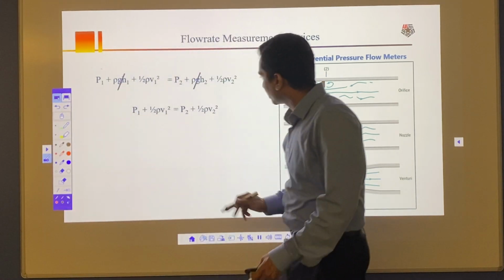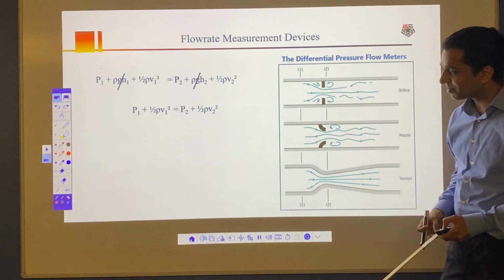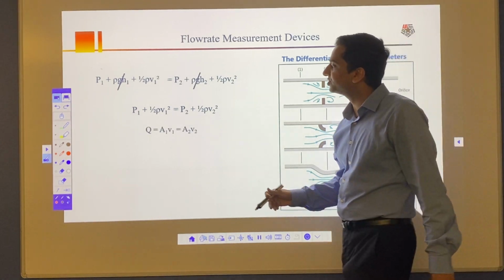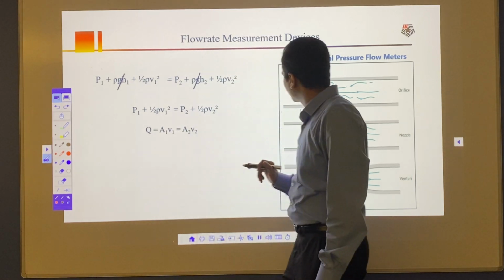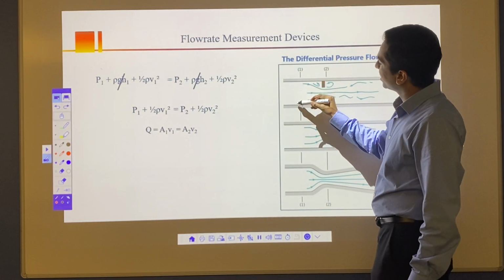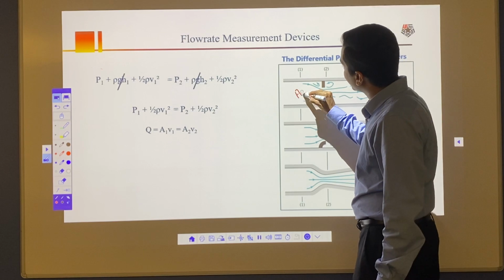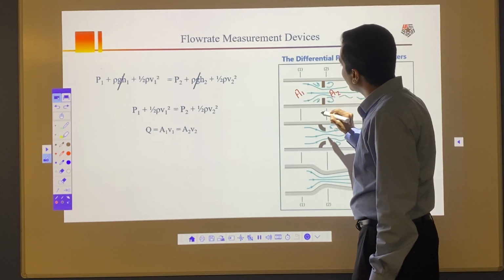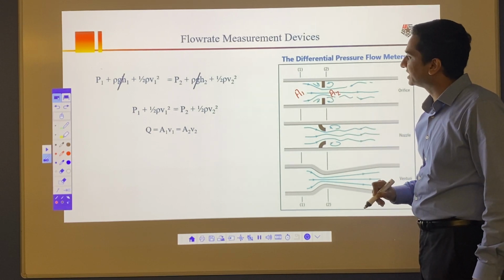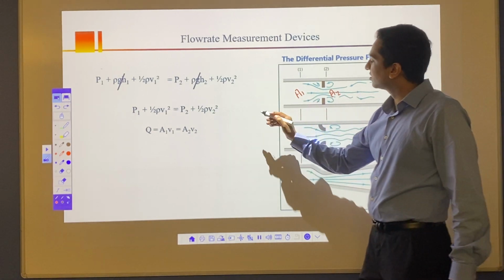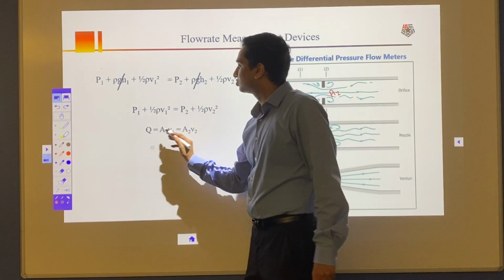So we have these 4 terms here, and then I'm going to apply my continuity equation. The continuity equation says Q, my flow rate, is equal to A1V1, which is equal to A2V2. This is my area A1, this is my A2, and whatever the velocity is, I'm going to have low velocity here and high velocity here, and altogether the flow rate at this point and at this point is going to stay the same.